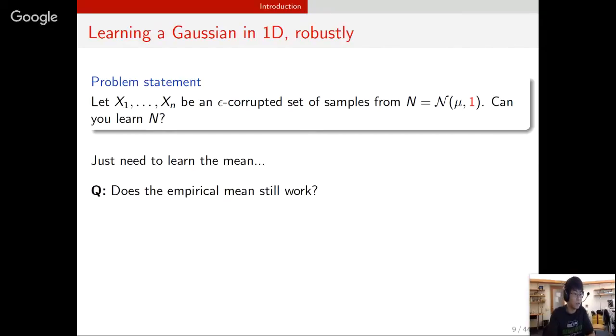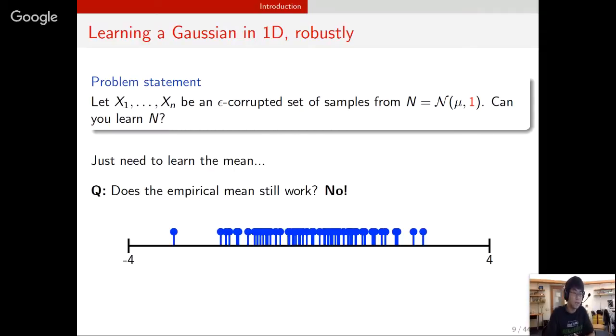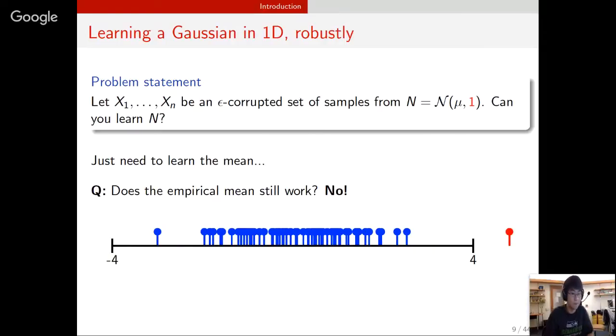And the answer to this is a fairly resounding no if you think about it for a second. Just because an adversary can move a point to positive infinity, then the empirical mean is arbitrarily far away from what it ought to be. So the empirical mean is very non-robust. It is sensitive to even one corrupted point. But there's something simple that still works in this setting. It turns out the empirical median is nice and it works quite well. In fact, it works optimally.